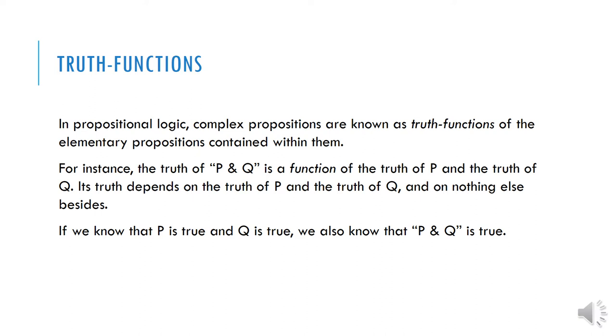And so, when we're using propositional logic, these complex propositions are known as truth functions of the simple propositions contained within them. Again, when we're looking at something simple like a conjunctive claim, P and Q, the truth of P and Q is a function of both the truth of P and the truth of Q. So the truth function depends on the truth of P and the truth of Q, and nothing else. So if we know that P is true, and we know that Q is true, we know deductively that P and Q is true.